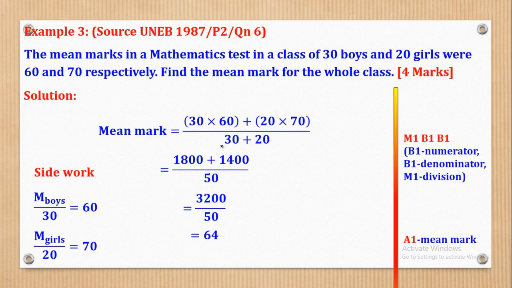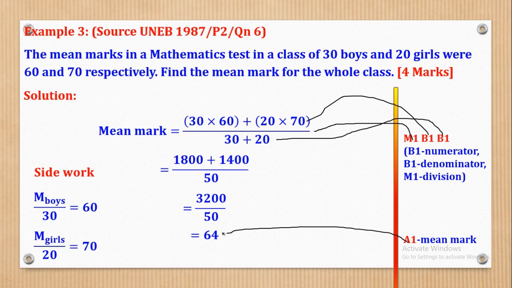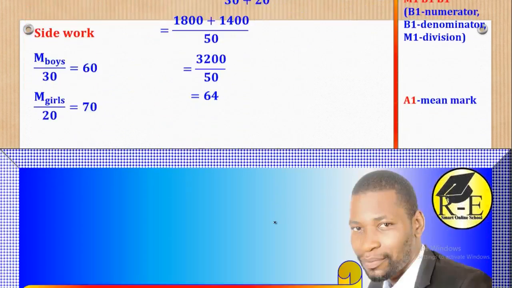So for this first line alone, it will be 3 marks, M1, B1, and B1. So B1 is for the numerator, another B1 is for the denominator, and M1 is for the division. Then lastly, A1 will be for the mean mark. So basically that's how the 4 marks could come about.